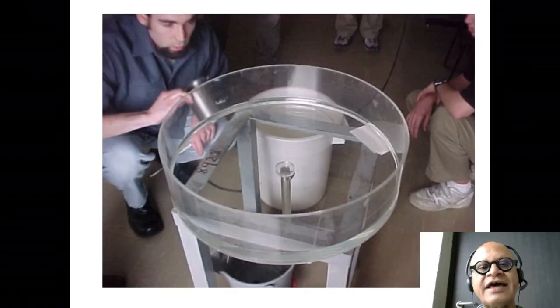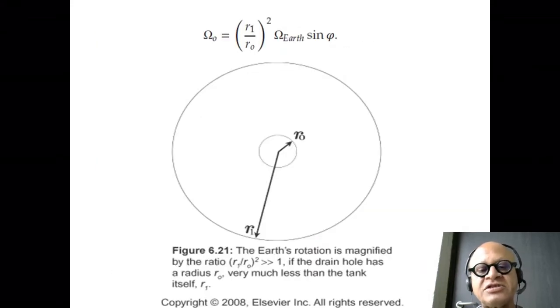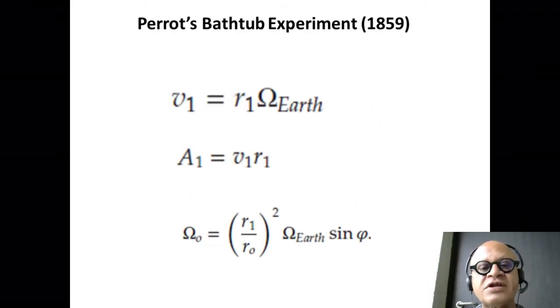So Perrot did that. Here's the MIT setup, and John and Alan warn you that this is a very tricky experiment and you may have to do it many times, which means you have to wait a day, do it again, wait a day and do it again, and so on. Okay, so that's where this amplification comes from.